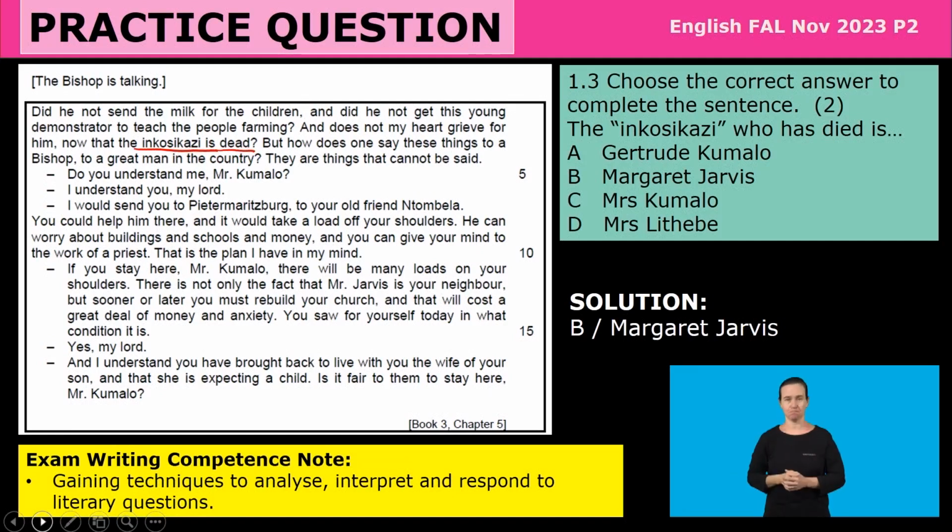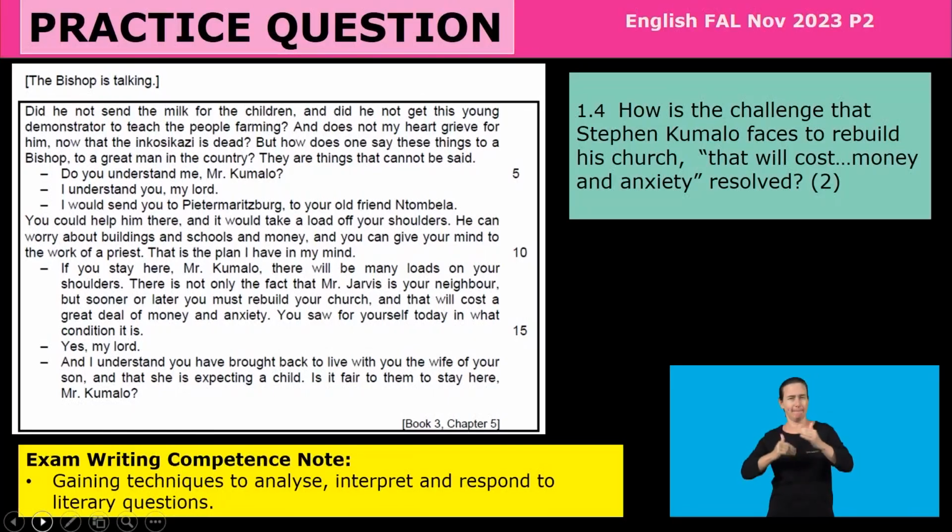Okay. Now, can you see, learners, you need to have knowledge of the entire novel in order to respond to these questions. Okay. Question 1.4. How is the challenge that Stephen Khumalo faces to rebuild his church resolved? All right. So, why is he challenged? Why is he feeling this way? But how is it going to be resolved? Because he doesn't have money. He says it's going to cost him anxiety and a lot of money. So why is this a challenge? And how is it being resolved?